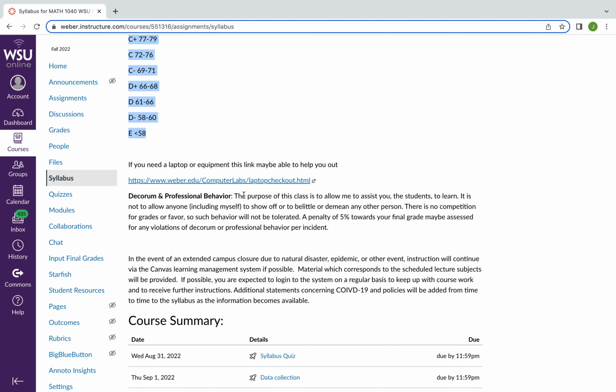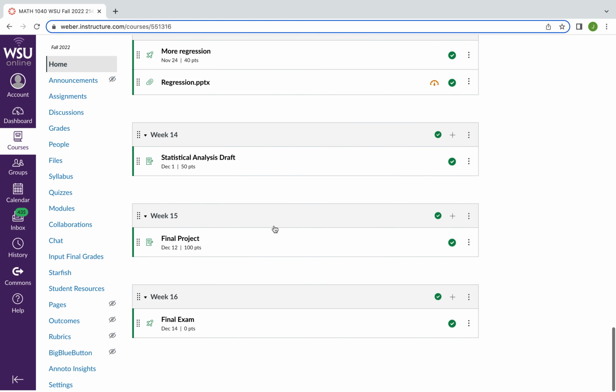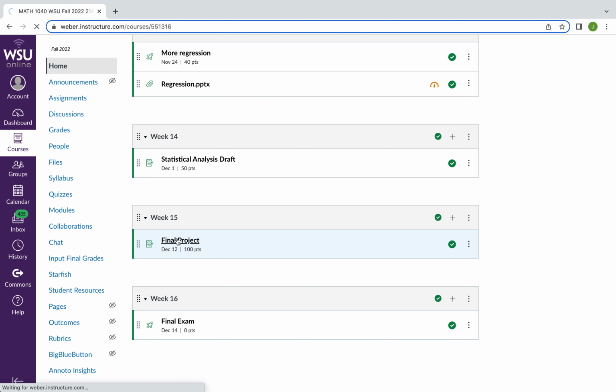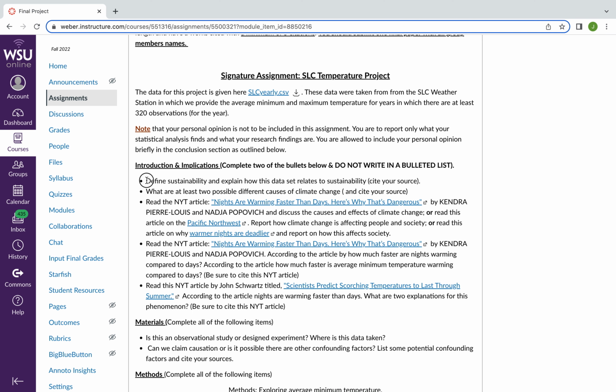Okay. Let's talk about the project now. So your project right here, your final project. You have 2 possible projects you can decide between. I think that the Salt Lake City temperature project is generally the one that's most preferred because mainly you need to complete the items that are outlined here. And this project is much more well outlined than the other project.